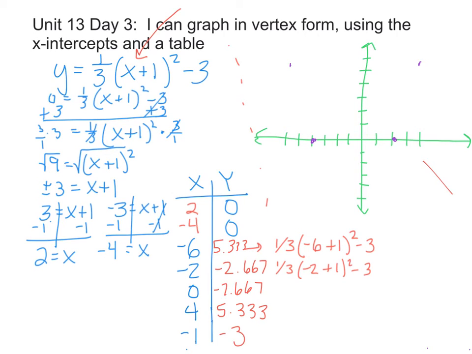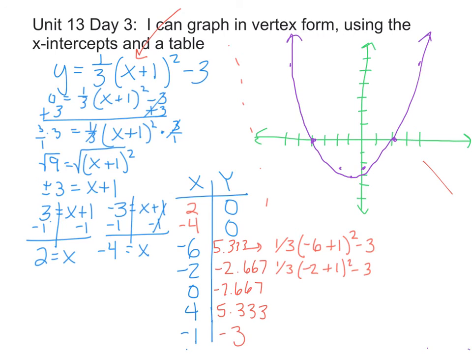Negative 2 is at negative 2.67. Okay, so that's almost to negative 3. 0 is at negative 2.67. Okay, so that's like that same spot, but at 0. And negative 1 is at negative 3. Okay, so thank goodness graphing this, it's pretty close, but we should see a parabola. And it looks like we have one, so that's a good thing.